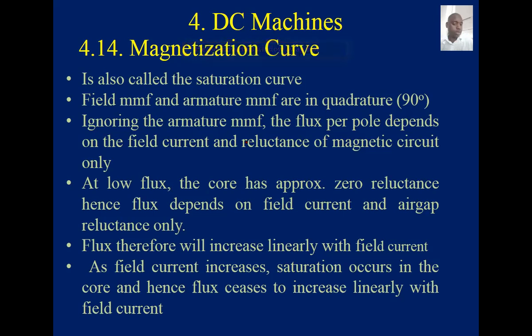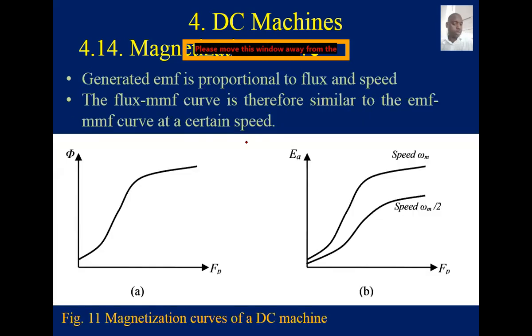That means as you increase the field current, assuming the air gap reluctance is constant, then the flux will increase linearly. But as the field increases, the saturation in the core sets in, and hence the flux will cease to increase linearly with current. So you have a linear portion, and then a portion which doesn't remain linear.